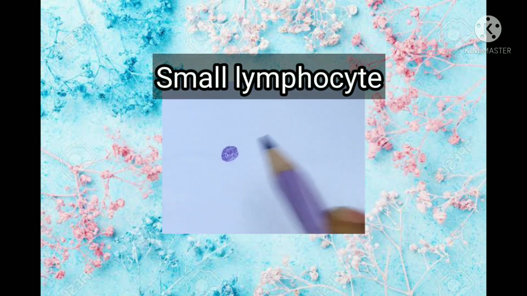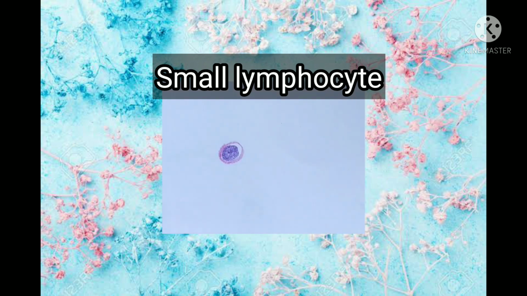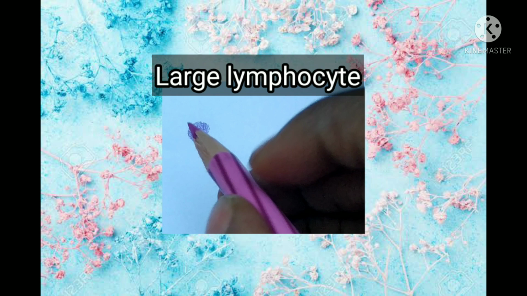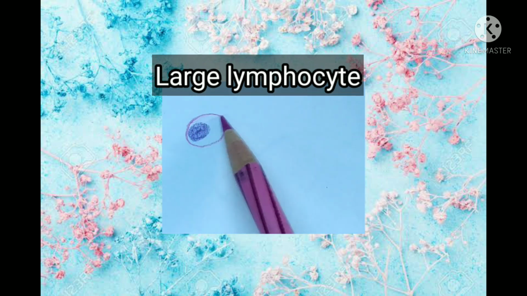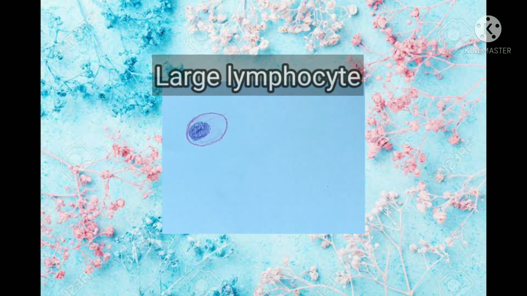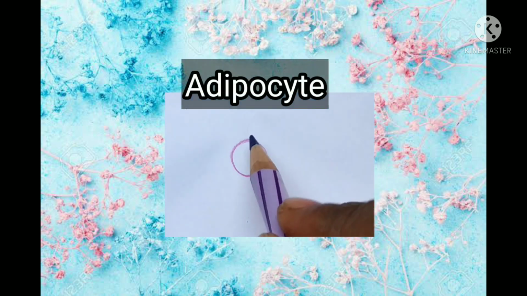The small lymphocytes are very small. They are the size of the RBCs. The cytoplasm is very scanty. The nucleus almost fills up the cell. The large lymphocytes are bigger than the small lymphocytes, but the nucleus is of the same shape. The difference is only in the cytoplasmic contents. The adipocyte is filled with fat, so the cytoplasm is pushed to the periphery and the nucleus is also oval and towards the periphery.